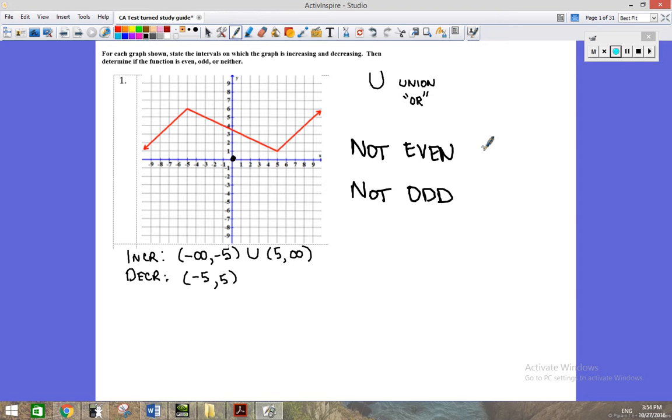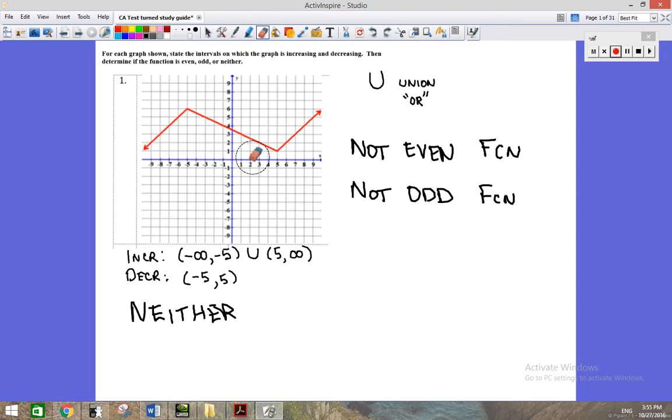So if it's not an even function and it's not an odd function, then we just say it's neither. Now that doesn't mean that there's no symmetry in a graph. It just means that the symmetry is not with respect to the y-axis and not with respect to the origin. There may be other symmetries, but even is symmetric with respect to the y-axis, odd is symmetric with respect to the origin.